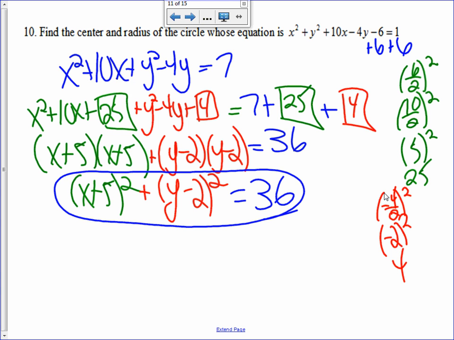And now I'm in center-radius form. So to find the center, I negate what's in the parentheses. So positive 5 becomes negative 5, negative 2 becomes positive 2. And the radius is the square root of the right-hand side. The square root of 36 is 6.